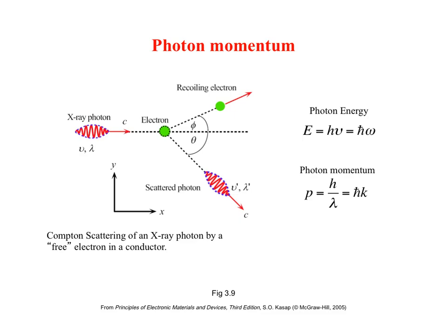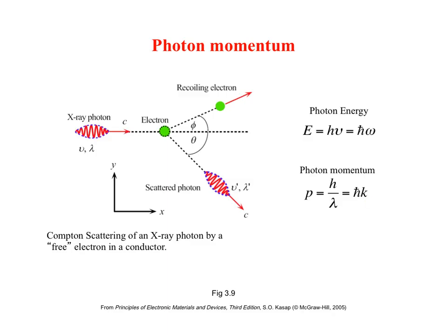In this Compton scattering experiment, it was shown not only that the energy of the photon is h times frequency, or h bar omega, where h bar is h divided by 2 pi, but also the photon momentum could be defined where momentum p is h over lambda, lambda being the wavelength, or h bar k, k being the wave number.